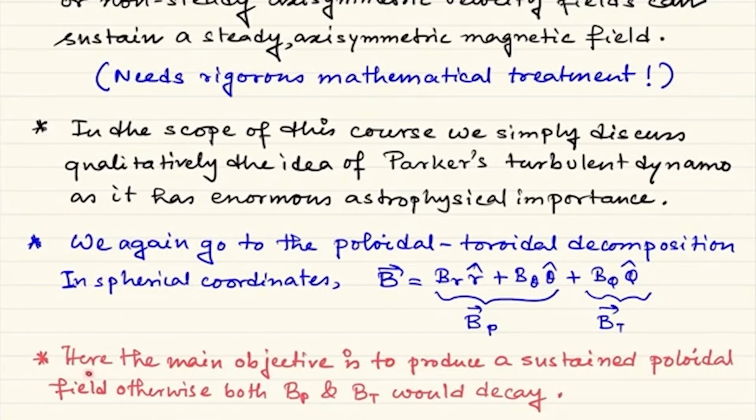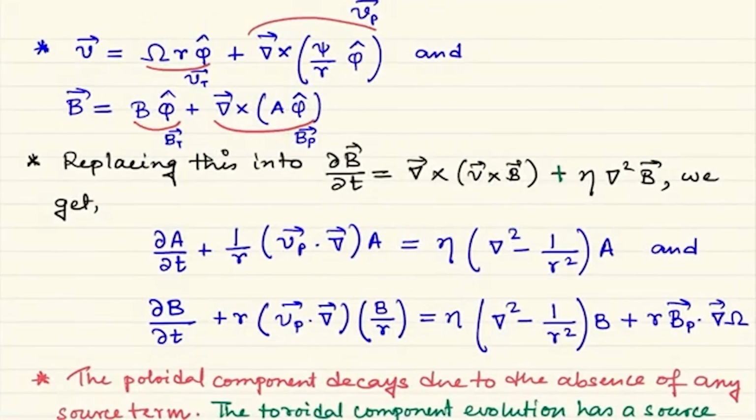Now here our main objective of the study is to produce a sustained poloidal field, otherwise both poloidal and toroidal would decay, right? If the poloidal part is sustaining, then the toroidal part, which has a source related to the poloidal part, can also be sustained. Of course this is roughly true.